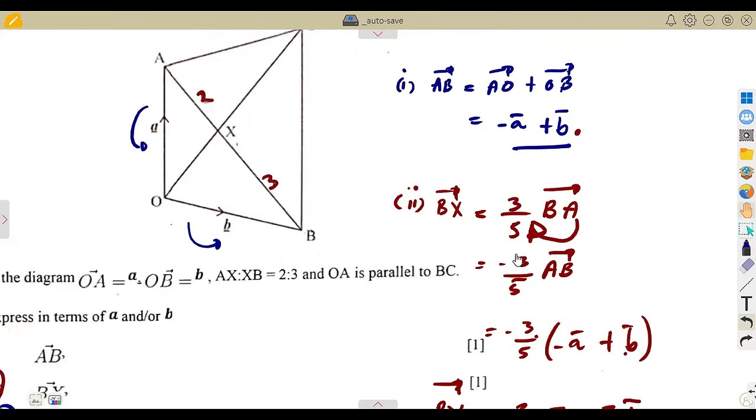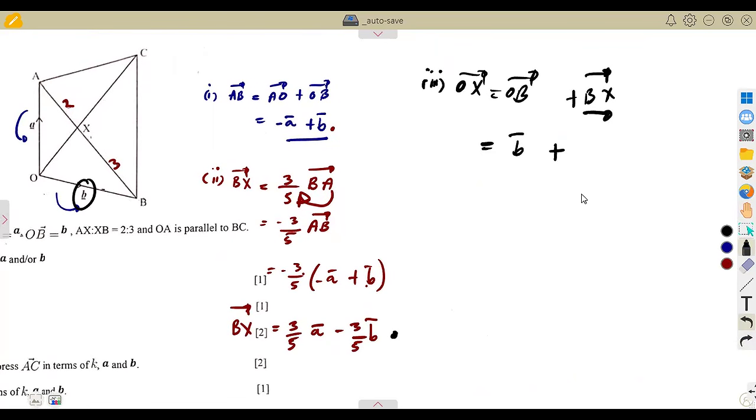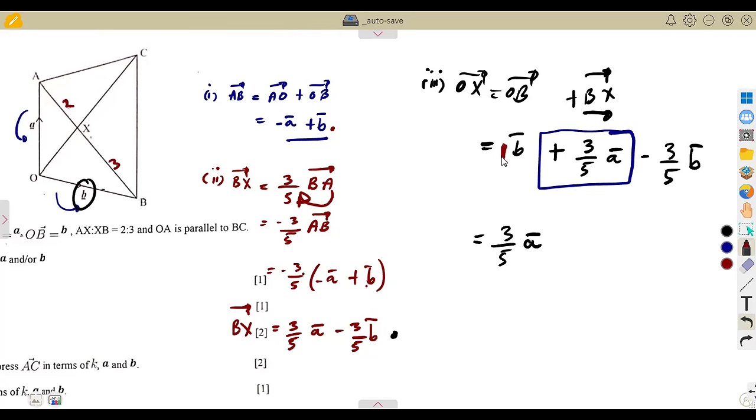Then vector OX, from O to X. Since we have got vector BX, OX is just a continuation, because we can move OB plus BX. So from O to X, we're going to move from O to B, then from B to X. We have got OB already on our diagram, that is vector B, plus BX. BX, we calculated, is 3 over 5 vector A minus 3 over 5 vector B. Considering the like terms, you take the vector A, that is 3 over 5 vector A, then the vector B, this is 1 minus 3 over 5. On your calculator, 1 minus 3 over 5 is 2 over 5. So that's 2 over 5 vector B. So we have got vector OX there.